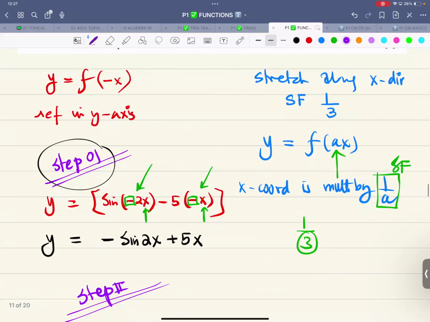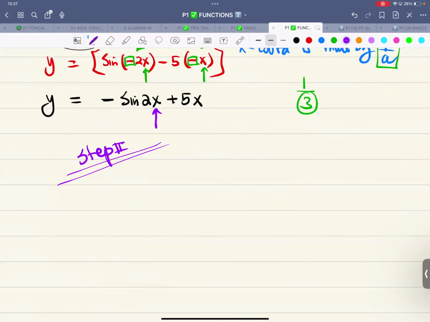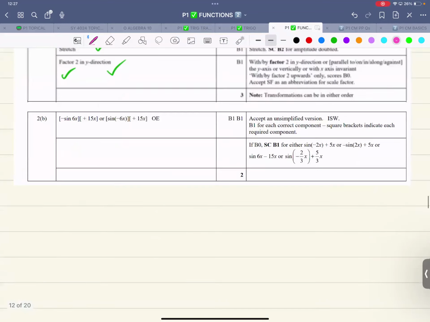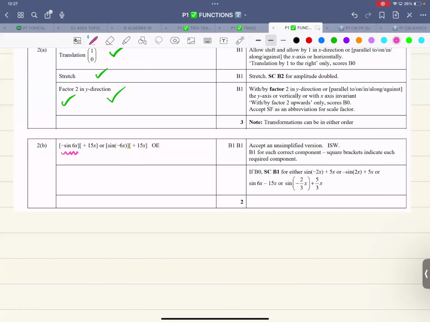Now step 2 is that wherever there is a coefficient of x, multiply that by 2. We already have sine of 2x, so this is y equals sine 2, and this is what goes inside x. This comes up as negative sine 6x plus 15x. That's the option that I took.